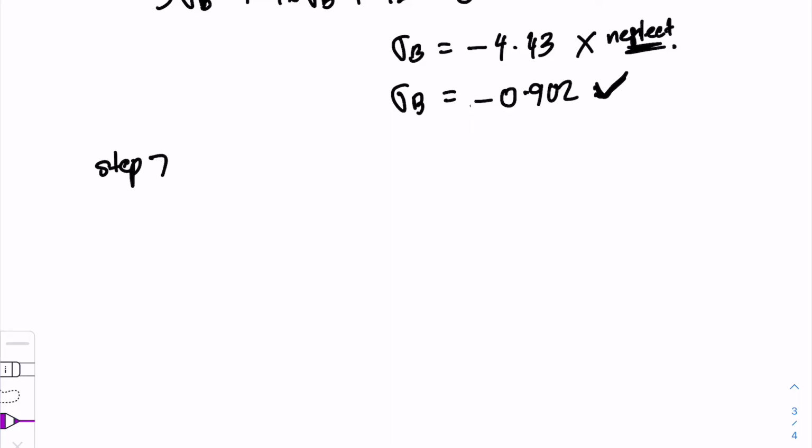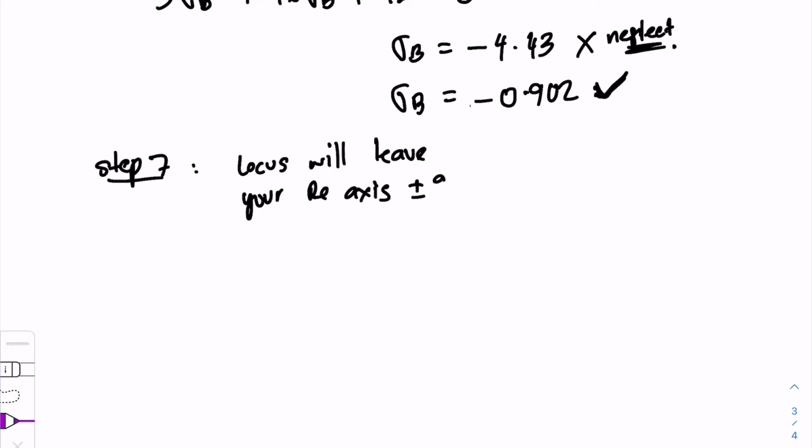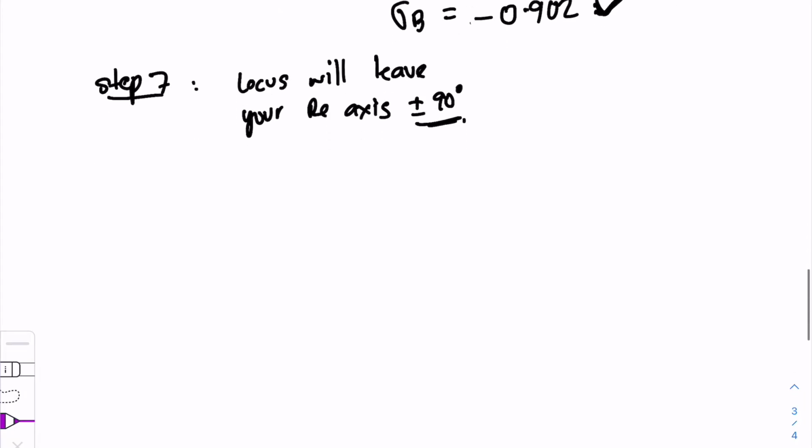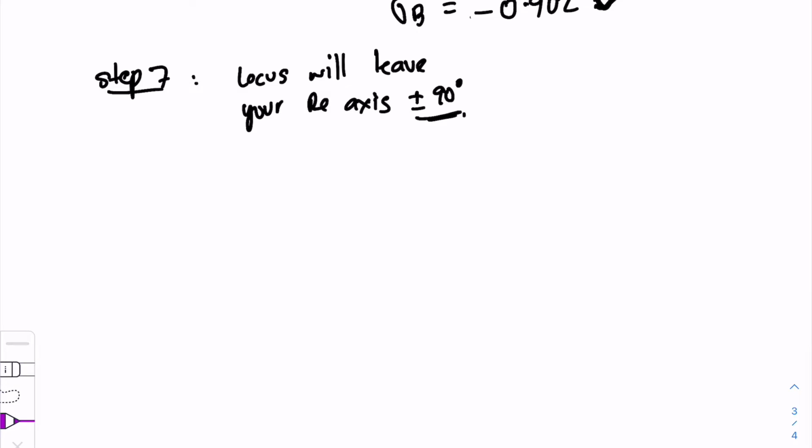Step 7, there's nothing I need to calculate. I just write that the locus will leave your real axis perpendicular to it, which is plus minus 90 degrees of your real axis. That's all. For this particular example, you do not need to do step number 8, because step number 8 is related to complex poles. In this case you do not have complex poles. You only have real poles, no complex poles or complex zeros.